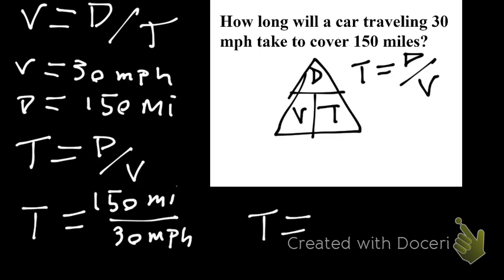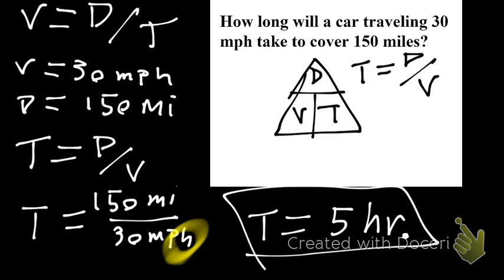So 150 divided by 30 is equal to, and I'll give you a second to think about that. That's going to be equal to 5. And our time, we know, is going to be in hours because of this right here. It tells us we're in hours, so that's going to be 5 hours. So it takes us 5 hours to go 150 miles if we're going 30 miles per hour. So this becomes your final answer.